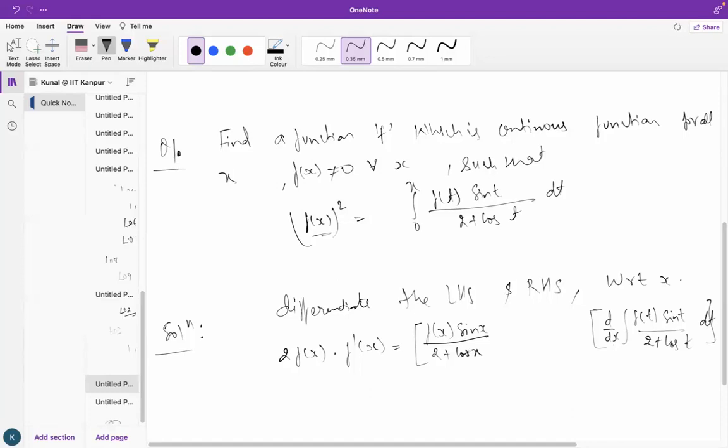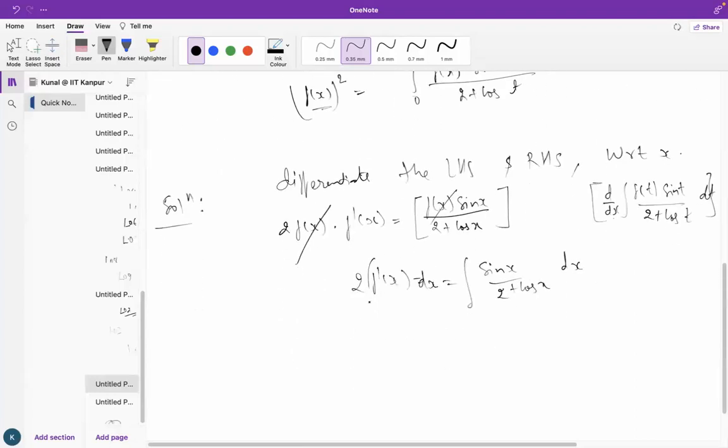Now this f(x) and this f(x) got cancelled. So we get 2 f dash x is equal to sin x by 2 plus cos x. When we integrate this with respect to x, integrating both sides, we get 2 f(x) is equal to the integral of sin x divided by 2 plus cos x dx.